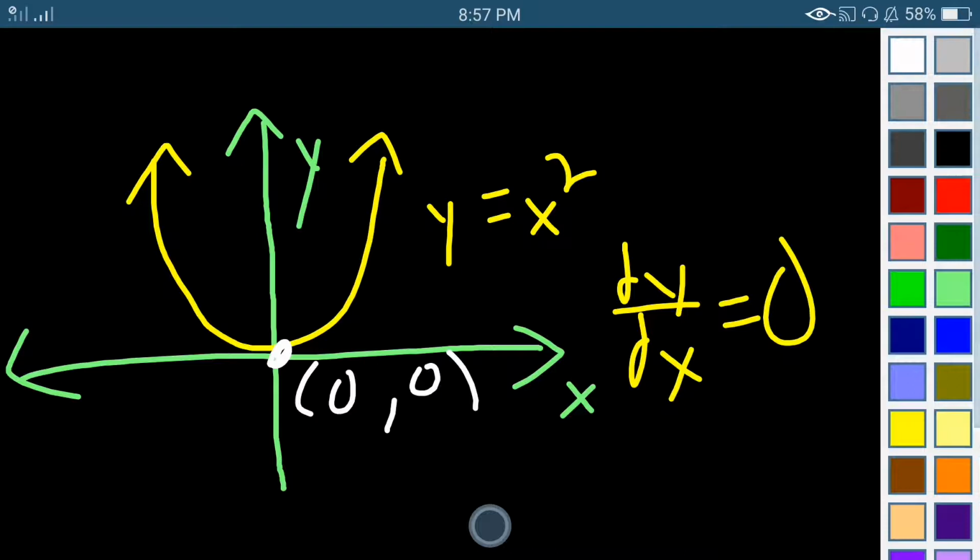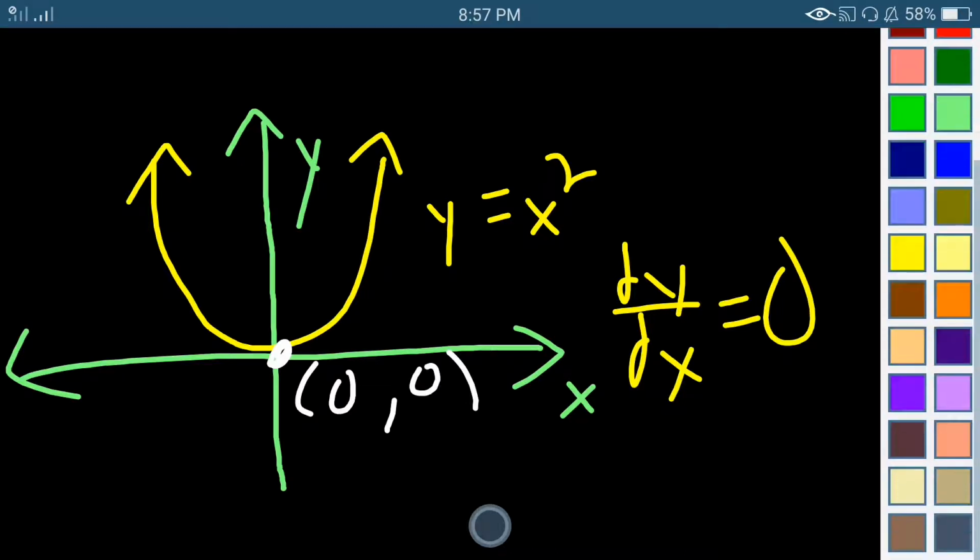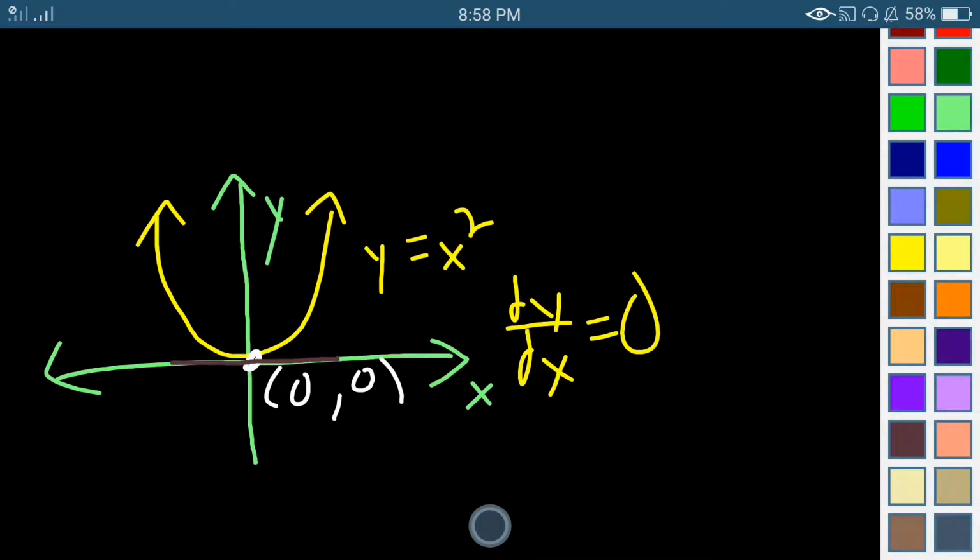Now why is dy/dx equal to 0? Well, because the slope at the minimum or the maximum is always 0. If you think about it, it's always a horizontal line. So I hope it's intuitive enough.